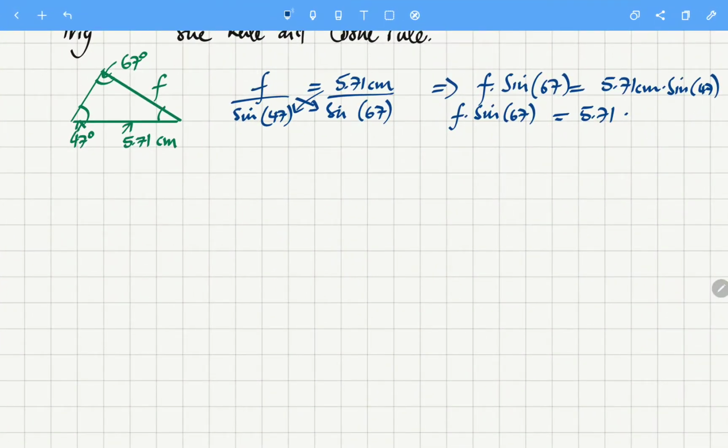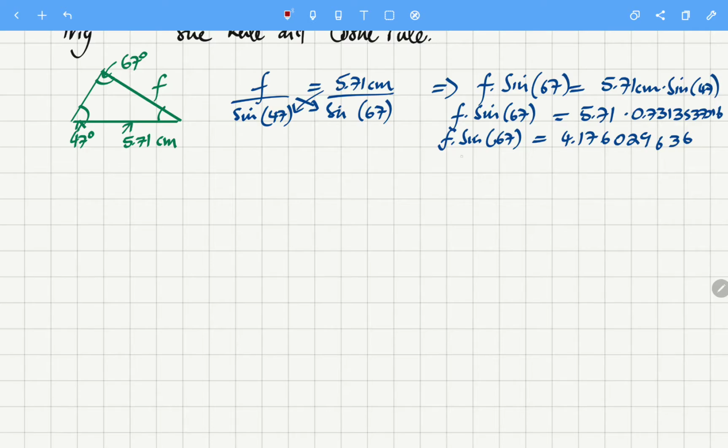Then we multiply that, and this is our product, 4.176029636.